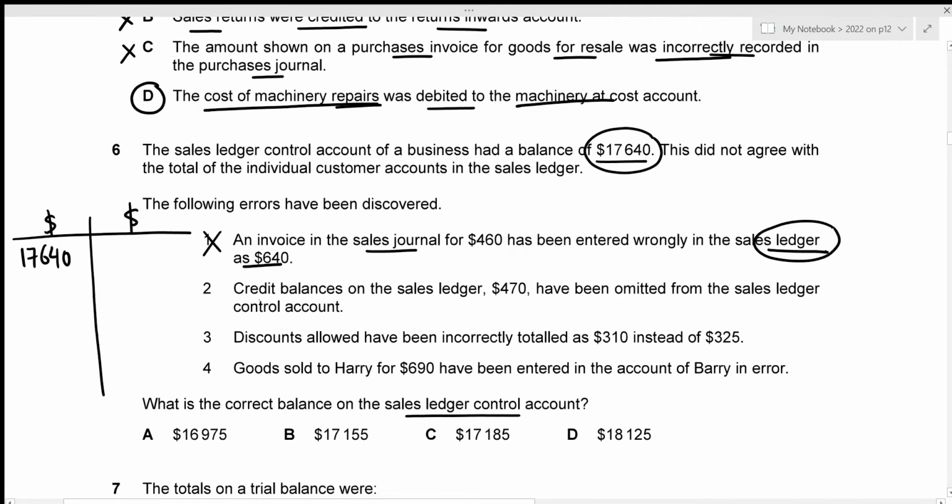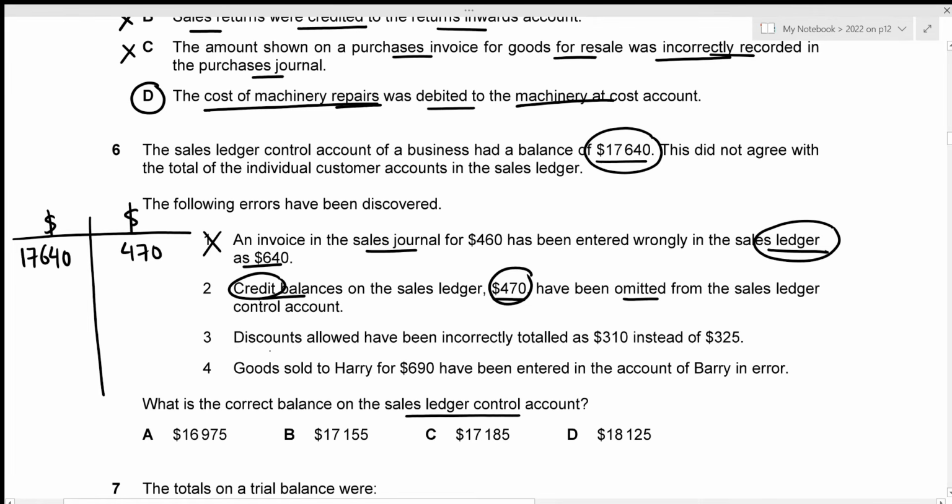Then the second one is the credit balances on the sales ledger of 470 have been omitted from the sales ledger control account. So this is the balance of 470 on the credit side in our sales ledger. It had been omitted, which means that we need to include this in our sales ledger control account. And it is also going to be included on the credit side. So that is going to be 470 on the credit side.